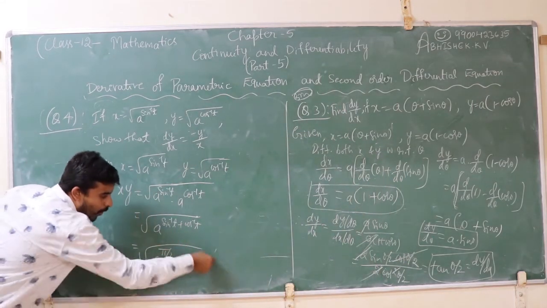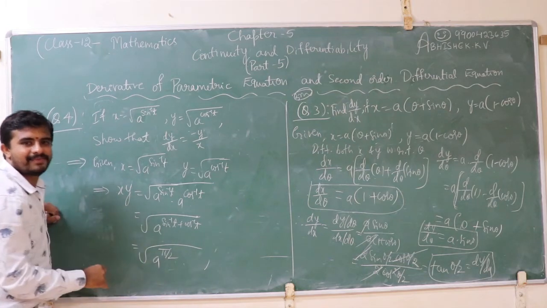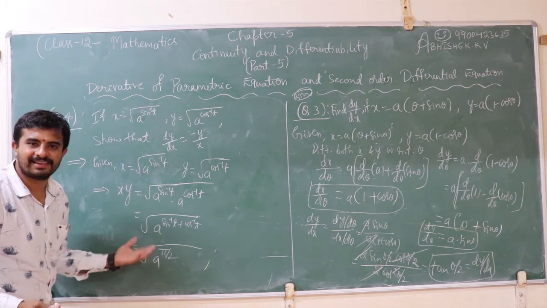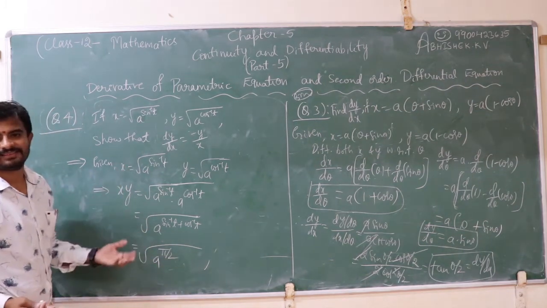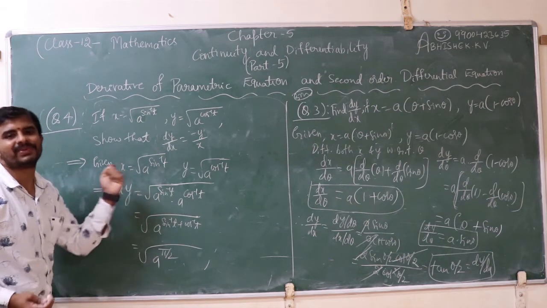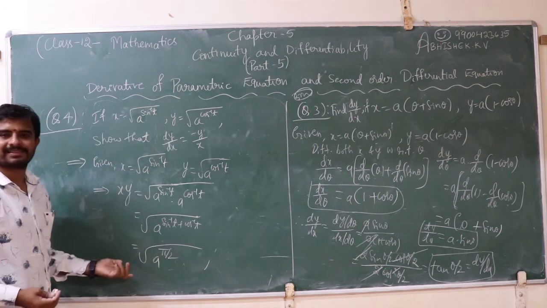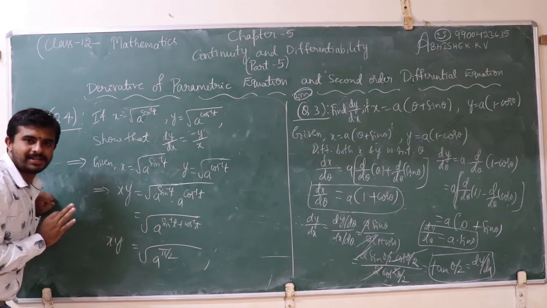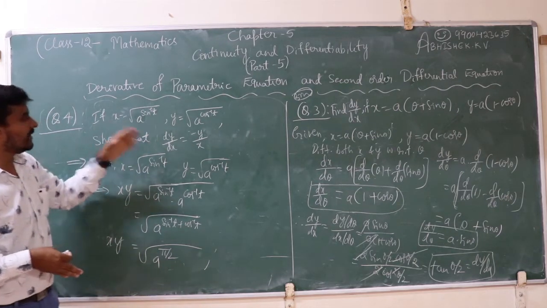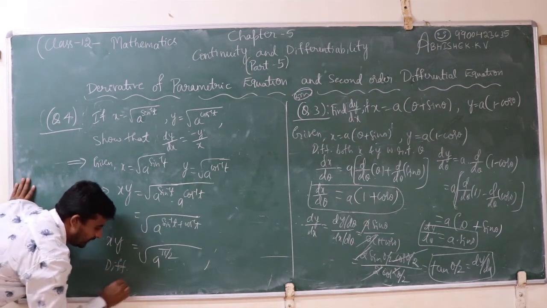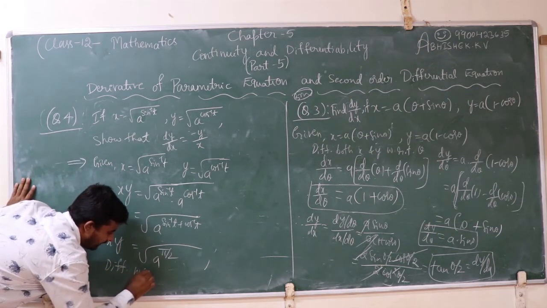Therefore, this whole RHS becomes constant. See, this is the beauty of mathematics. Just by multiplying these two equations, we get this. Therefore, xy is equal to this. See, this is the simplified equation, but we need to find dy by dx.